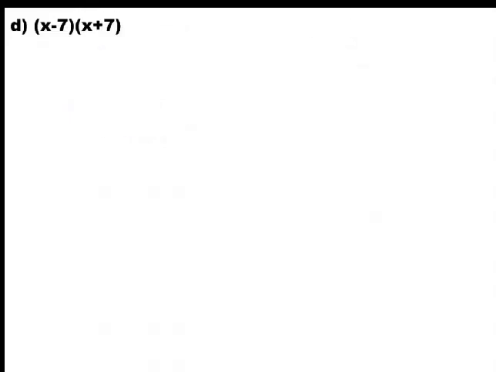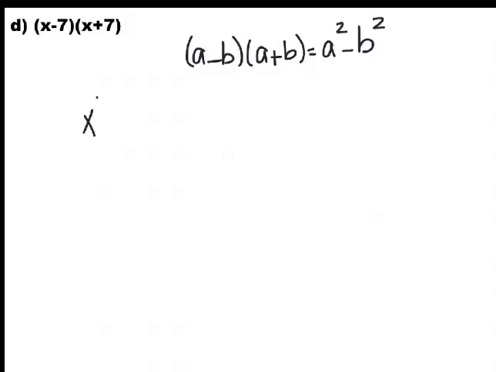The next one is (x - 7)(x + 7). I can either go ahead and multiply every term of the first bracket with the second bracket, or I can use the formula (a - b)(a + b) is equal to a squared minus b squared, the difference of squares. So here I get x squared minus 49.